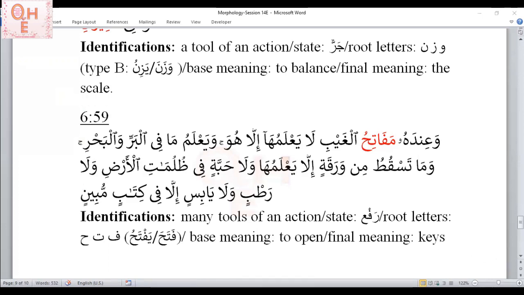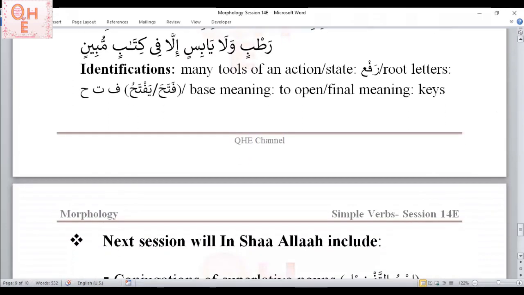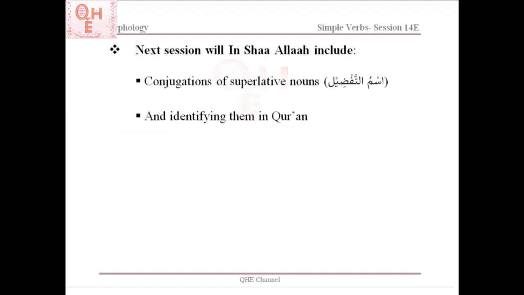Alhamdulillah, we learned about the conjugation of ismul ala, and inshallah, let's see what's coming up in the next session. Next session, inshallah, we are going to learn about the conjugations of superlative nouns, ismu tafdil, and we're going to go over some examples.